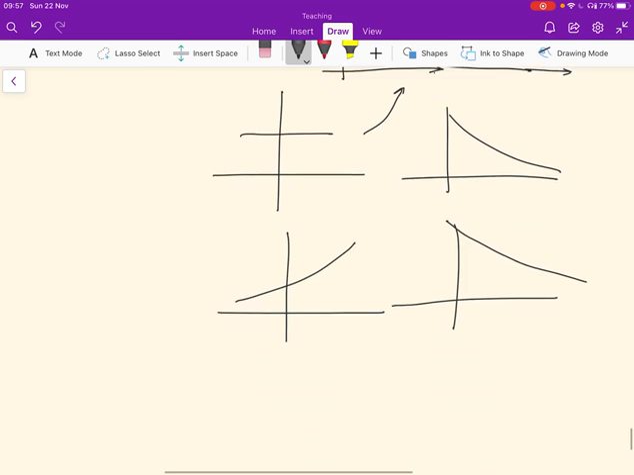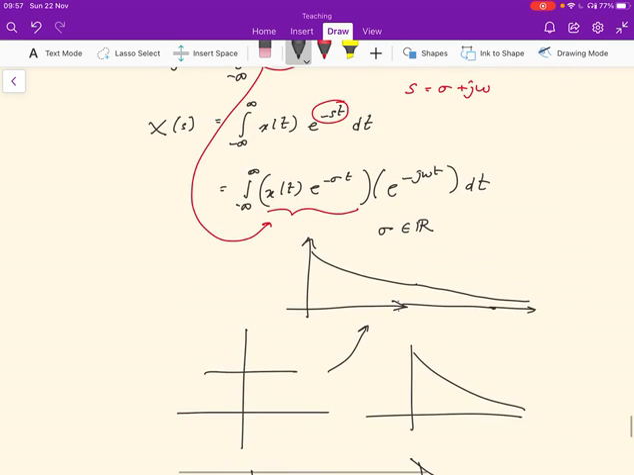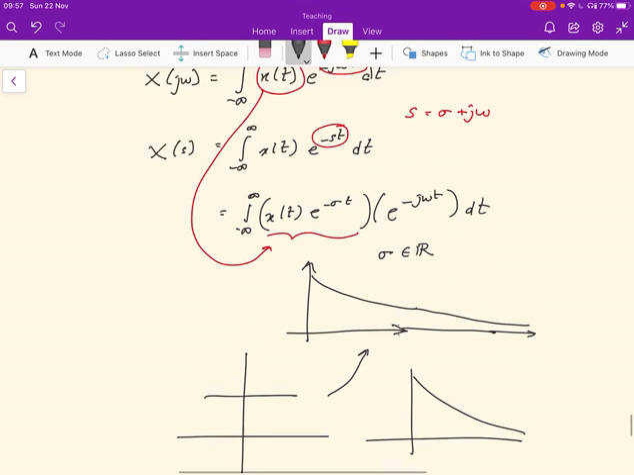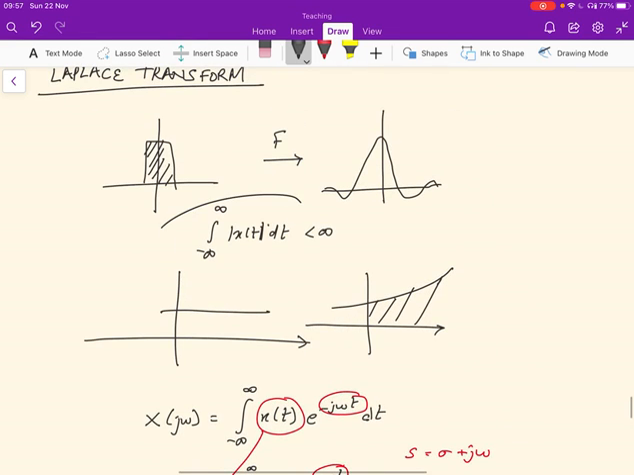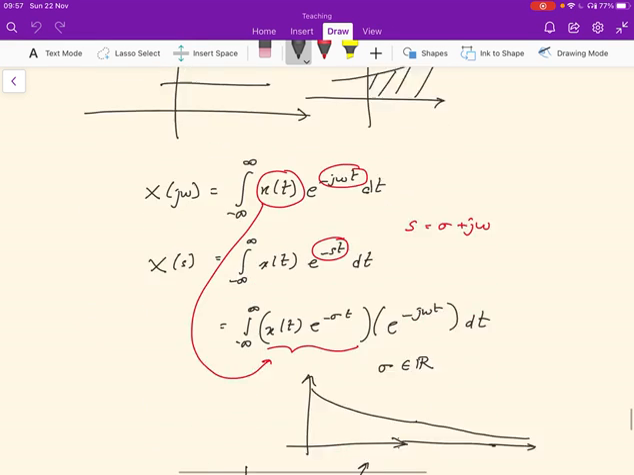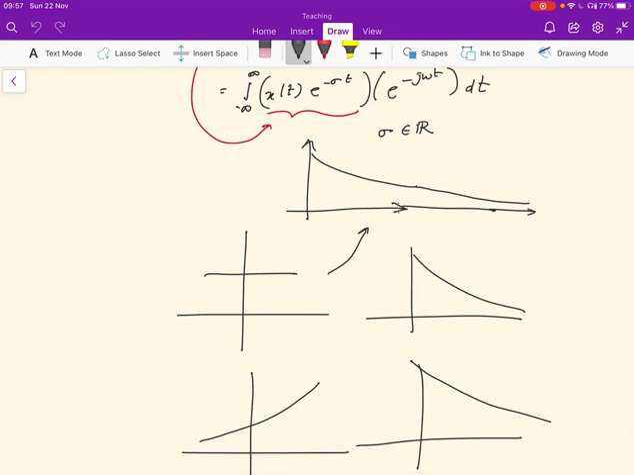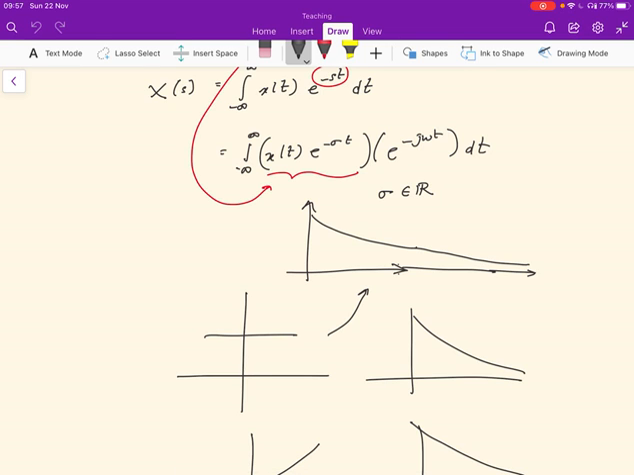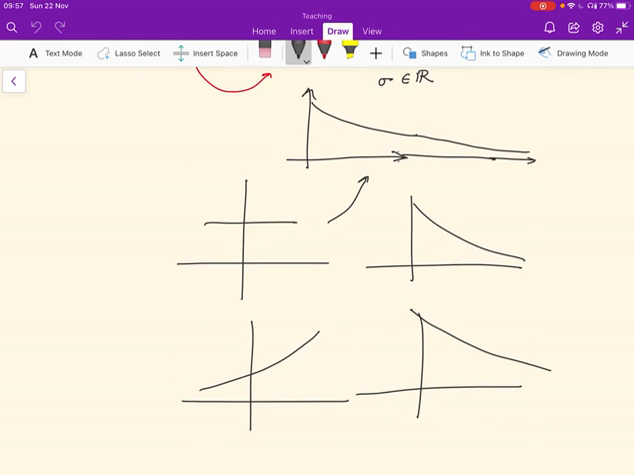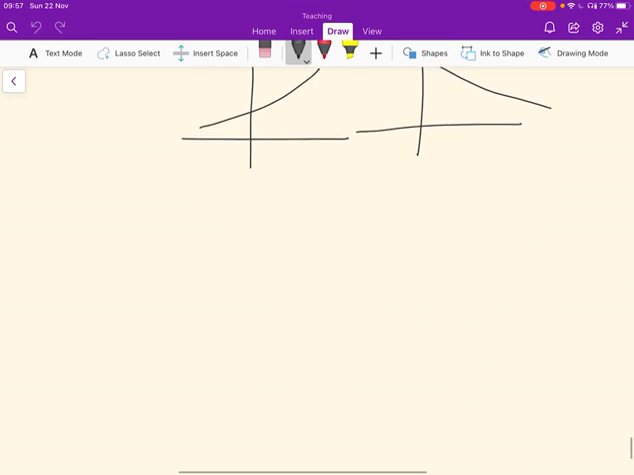And so the idea is that for functions which have an unbounded or infinite absolute integral value, which is this one over here, we are going to dampen them down by multiplying them by the value e to the minus sigma t. And so that is basically the intuition behind the Laplace transform. It allows us to work with a broader class of functions which don't satisfy the Dirichlet conditions.